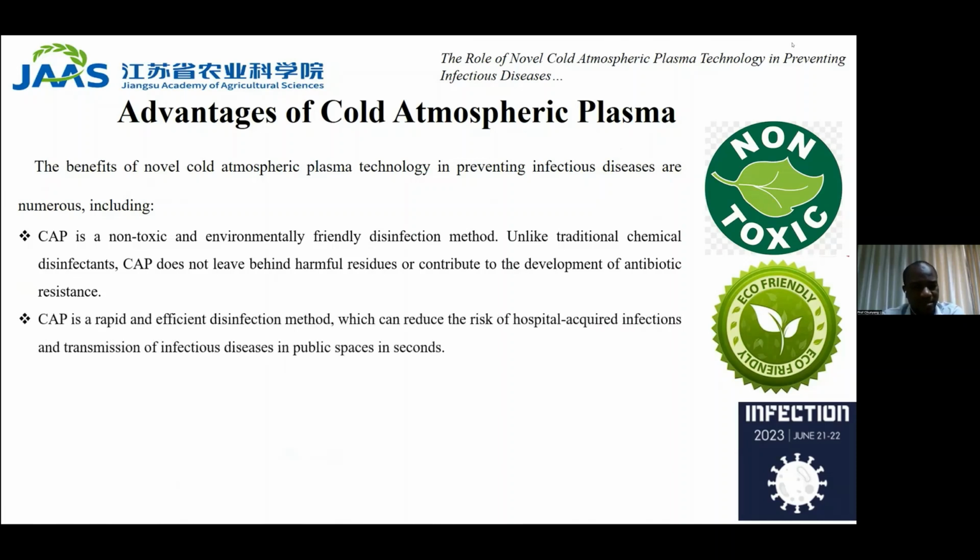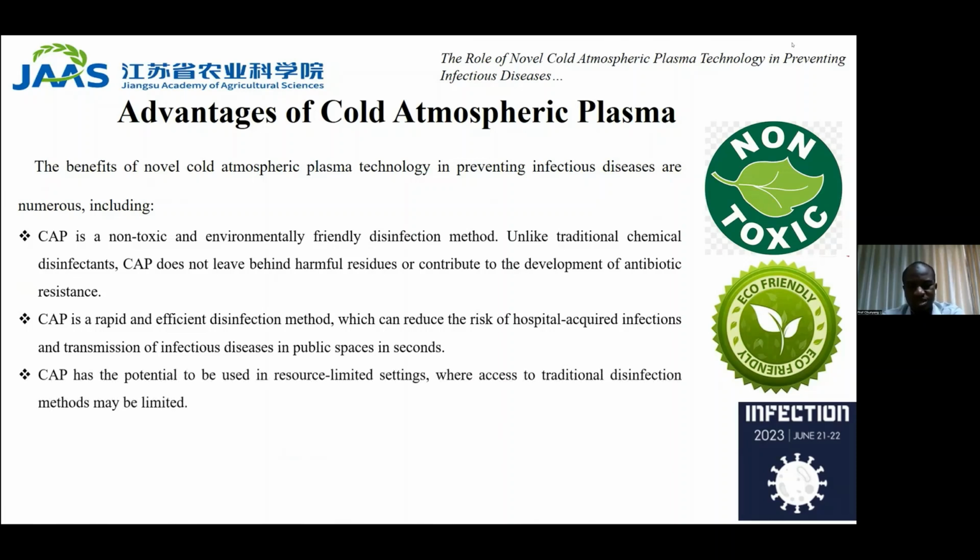CAP is a rapid and efficient disinfection method which can reduce the risk of hospital-acquired infections and transmission of infectious diseases in public spaces in seconds. CAP also has the potential to be used in resource-limited settings where access to traditional disinfection methods may be limited.